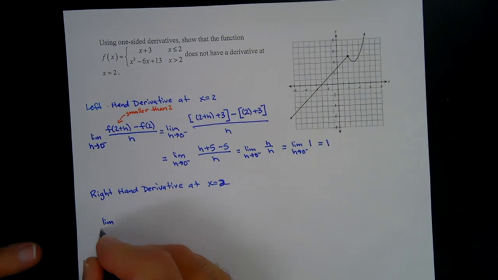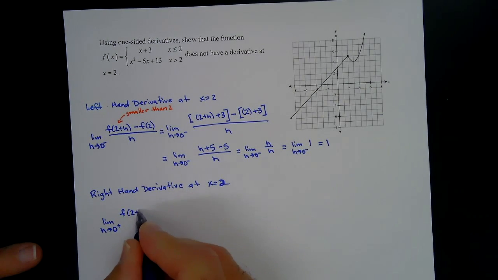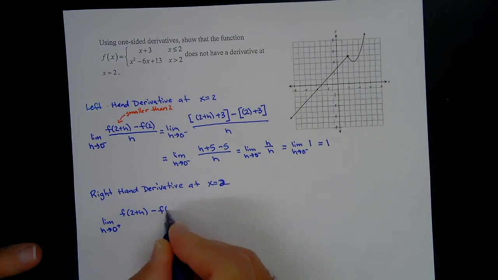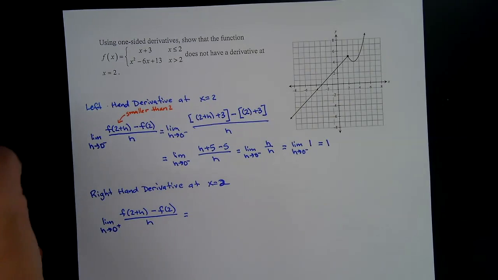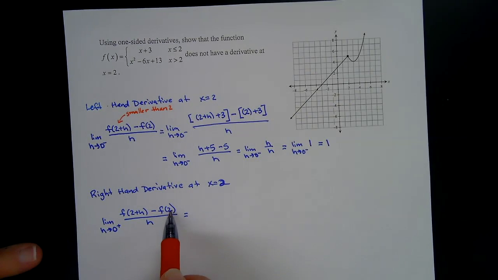Limit as h approaches 0 from the right. That will cause a right-hand derivative, f of 2 plus h minus f of 2, all over h. Now, this 2, we know what to do with, right? We know what piece to put it into from this part up here. The 2 plus h, which piece do I put it into? Well, h is approaching 0 from the right. That means the numbers you're putting in for h are a little bit bigger than 0, which means they're positive, which makes this bigger than 2.